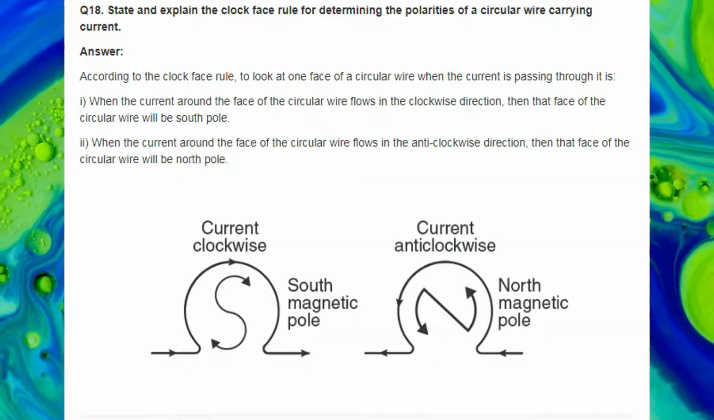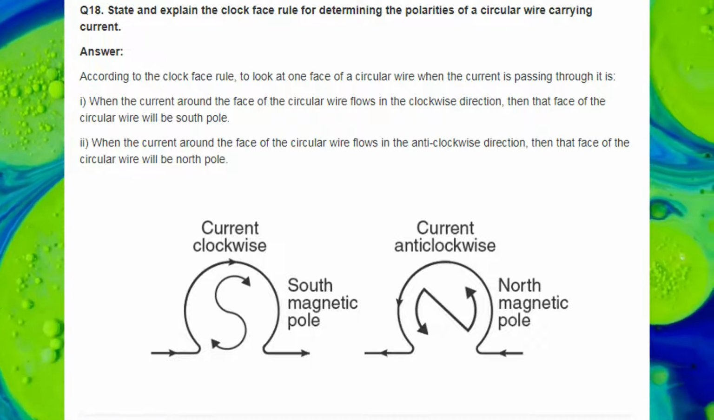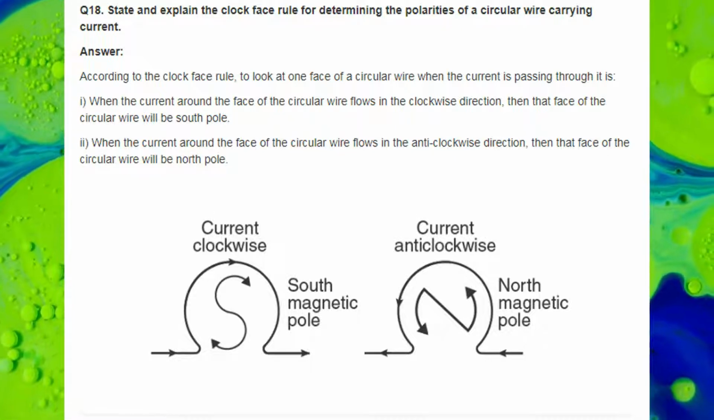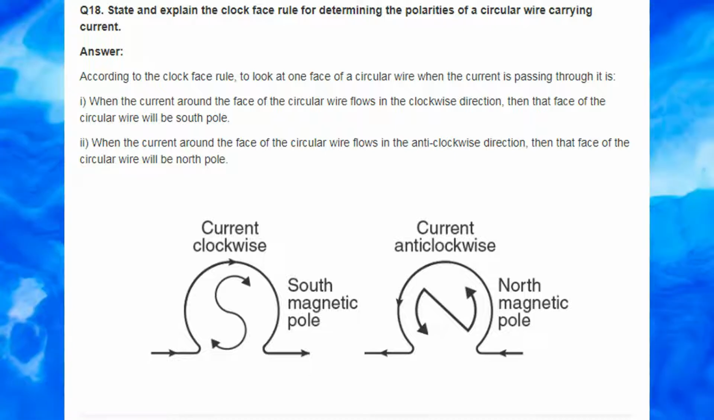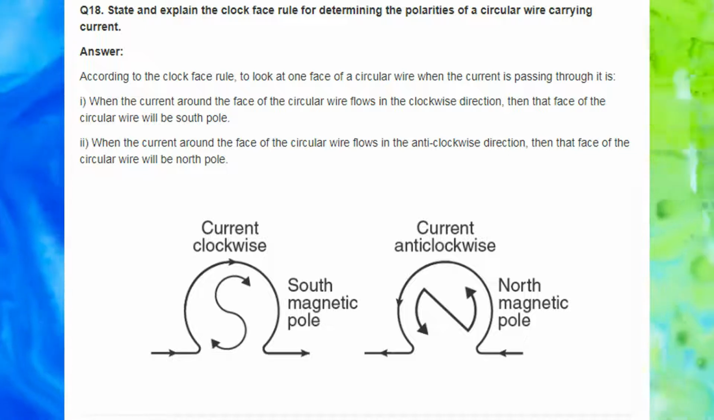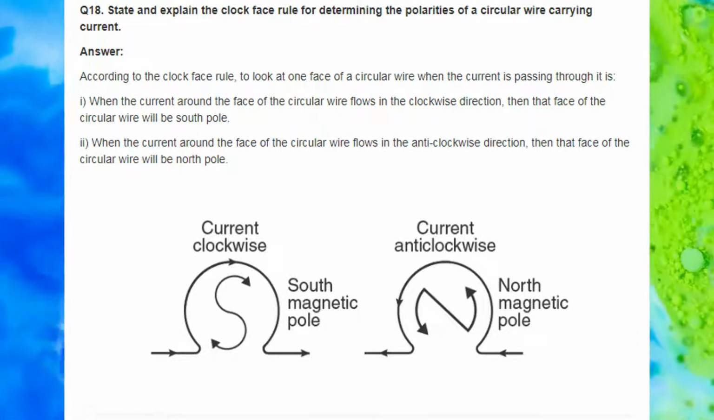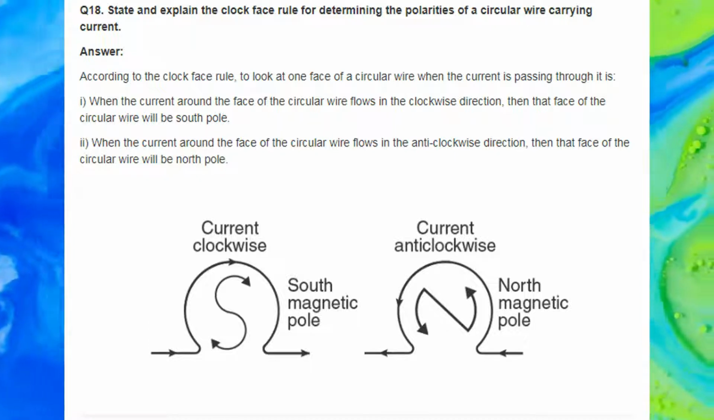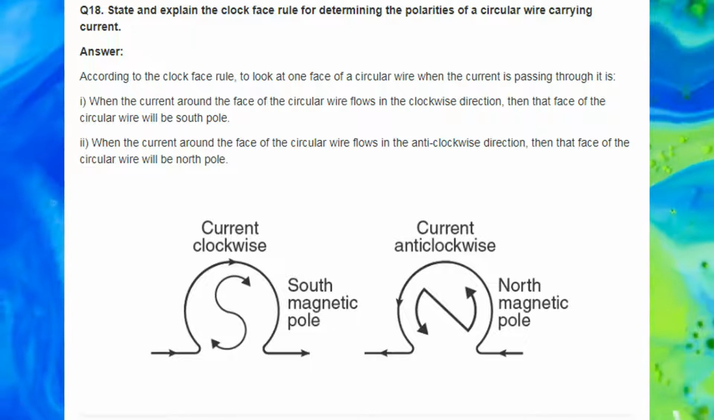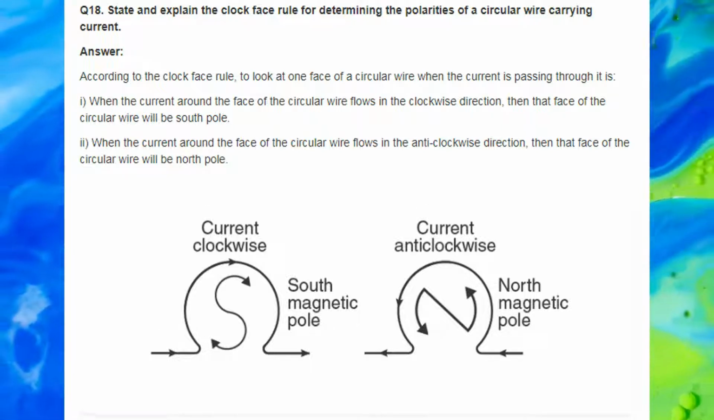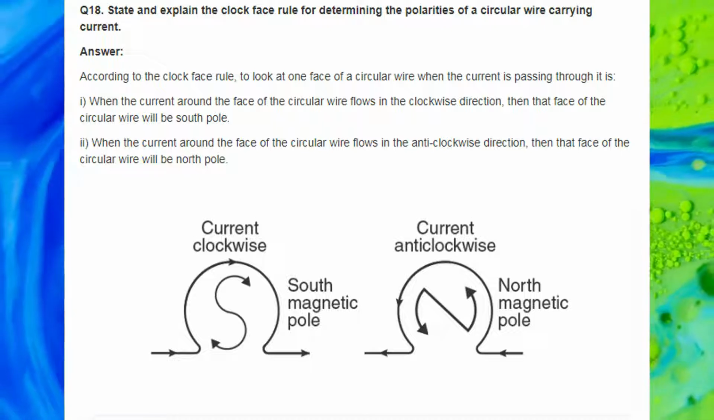State and explain the clock face rule for determining the polarities of a circular wire carrying current. Answer: According to the clock face rule, look at one face of a circular wire when the current is passing through it. 1. When the current around the face of the circular wire flows in the clockwise direction, then that face of the circular wire will be a south pole. 2. When the current around the face of the circular wire flows in the anti-clockwise direction, then that face of the circular wire will be a north pole.